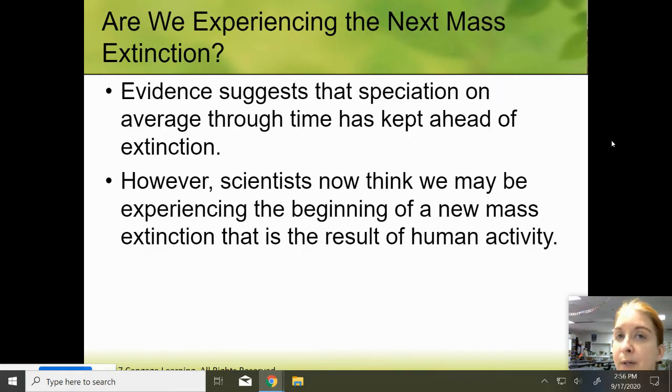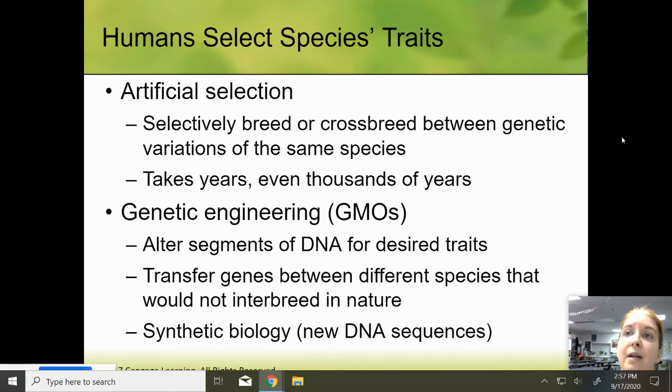So are we experiencing the next mass extinction? Evidence suggests that speciation on average through time has kept ahead of extinction. However, scientists think that we may be experiencing the beginning of a new mass extinction that is a result of scientific activity. And this is a few years old. I will tell you for sure, yes, we are in the sixth mass extinction, and it is because of humans. So we have influence on animals hardcore.